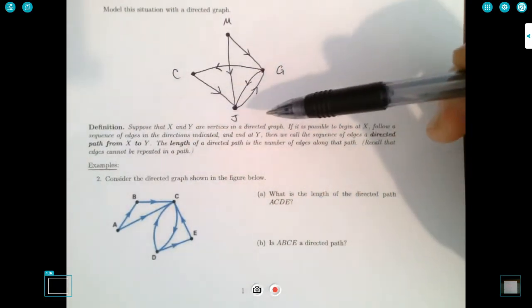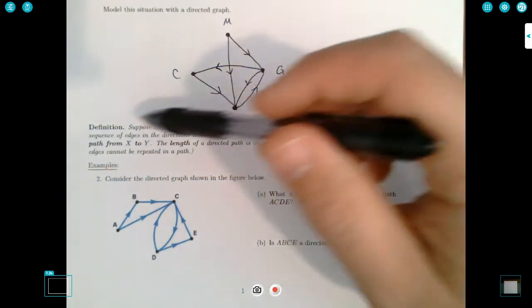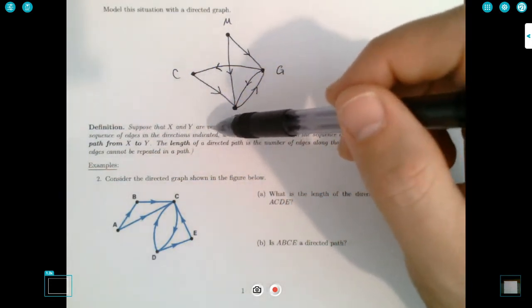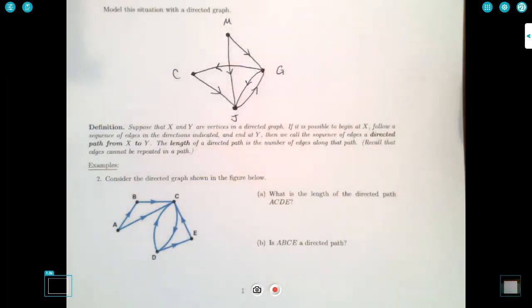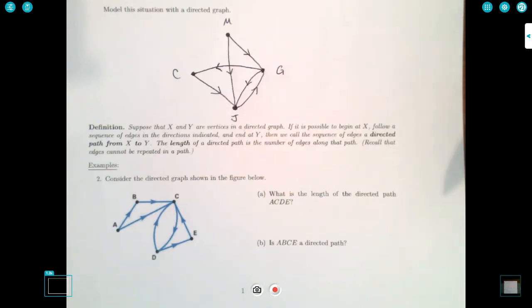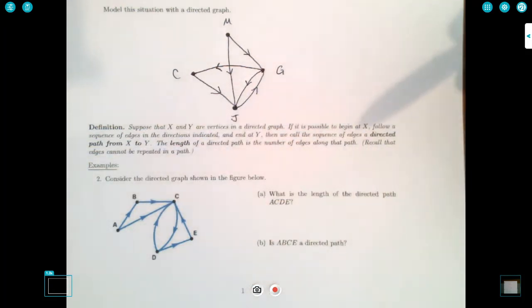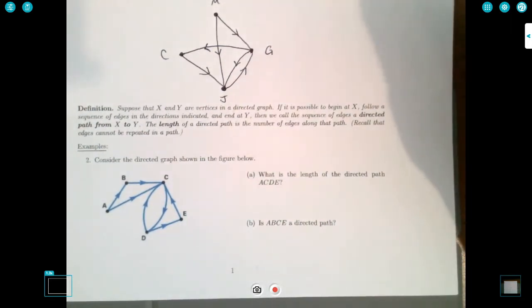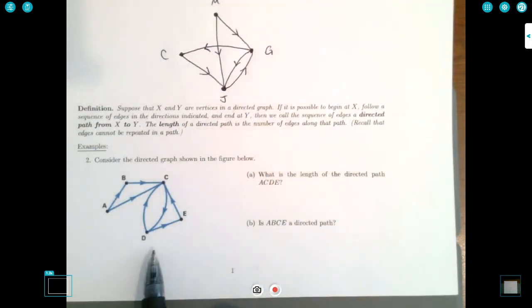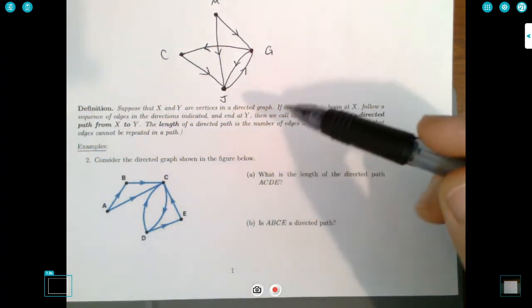Suppose that x and y are vertices in a directed graph. If it's possible to begin at x, follow a sequence of edges in the directions indicated, and end at y, then we call the sequence of edges a directed path from x to y. The length of the directed path is the number of edges along that path, of course, and recall, as usual, edges cannot be repeated in the path. For example, let's consider the directed graph here. What's the length of the directed path ACDE?